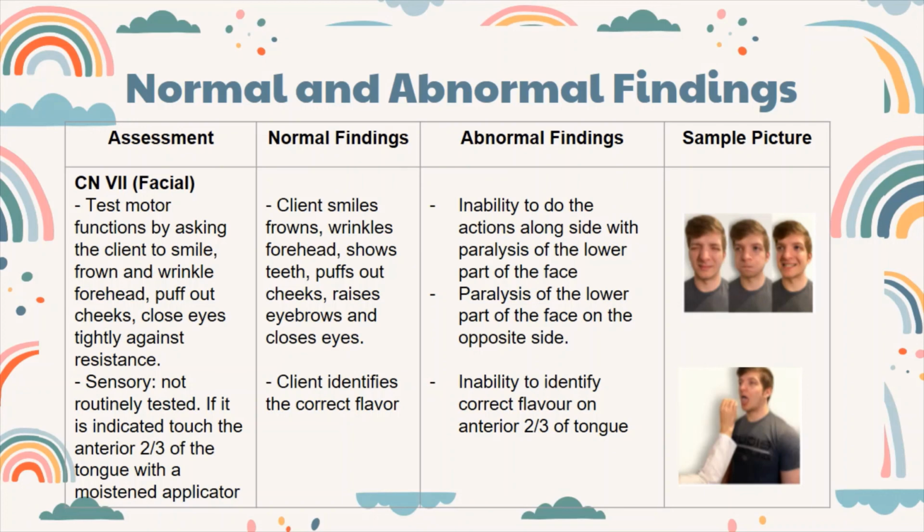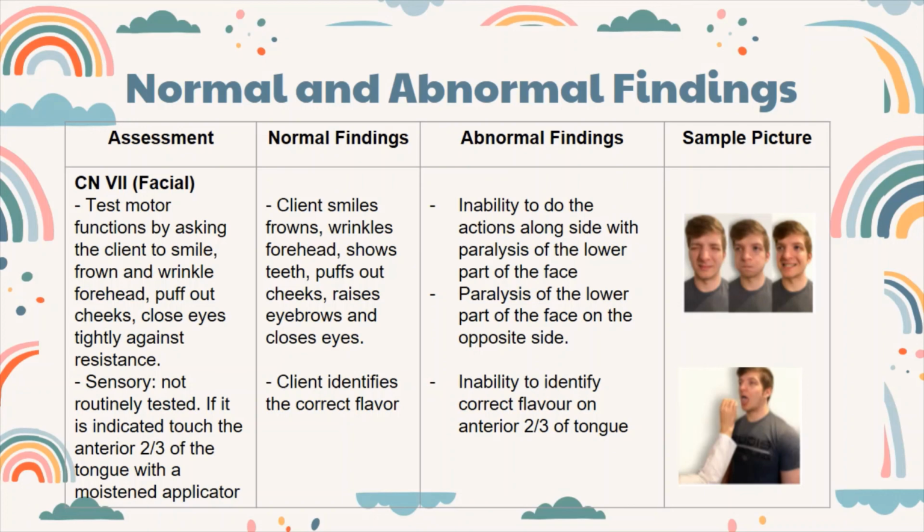So abnormal findings: inability to do the action alongside paralysis of the lower part of the face on the affected side. So there may be a Bell's palsy, and paralysis of the lower part of the face on the opposite side.